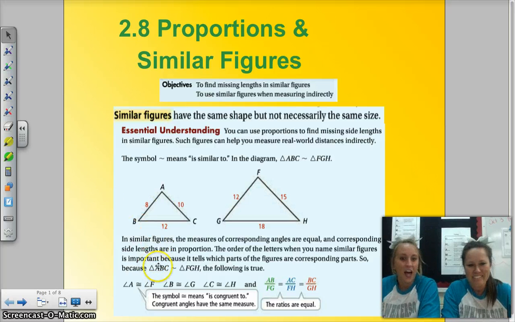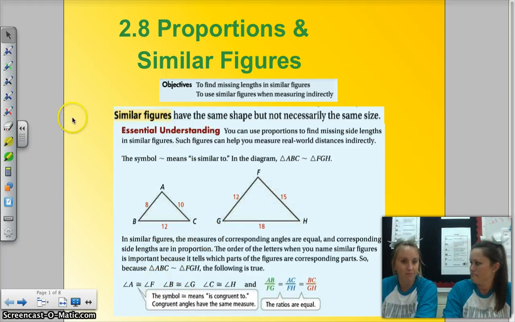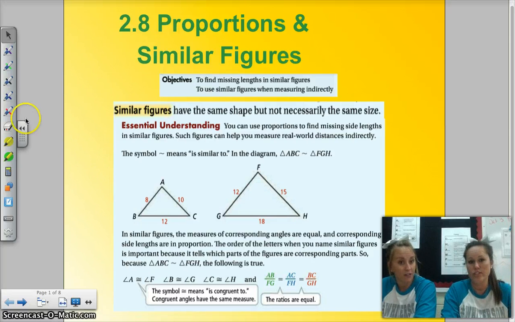This is just saying that what we mean by similar is that angle A is congruent, that symbol means congruent to, angle F. Congruent means same, equal. And do you know how to write that? A squiggle.